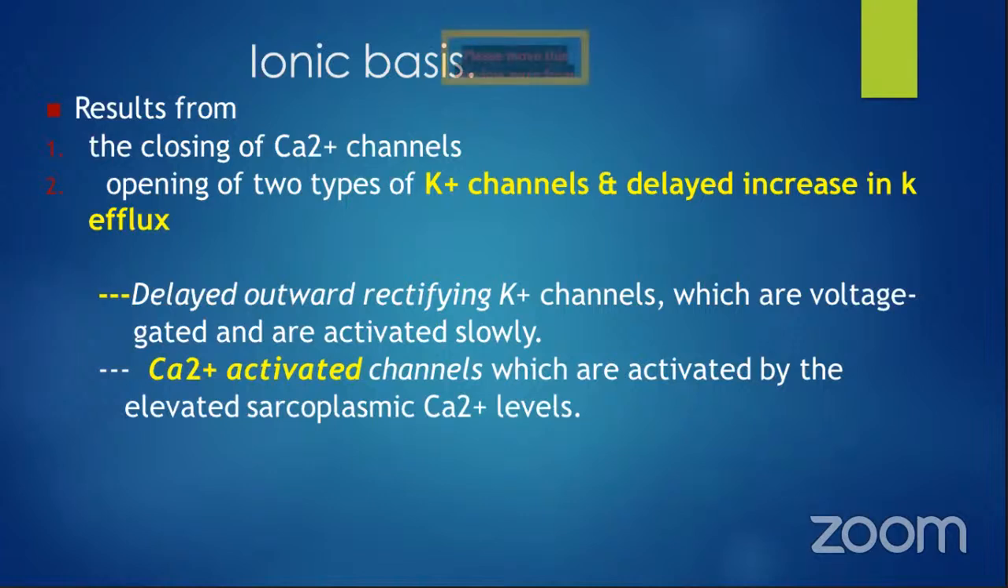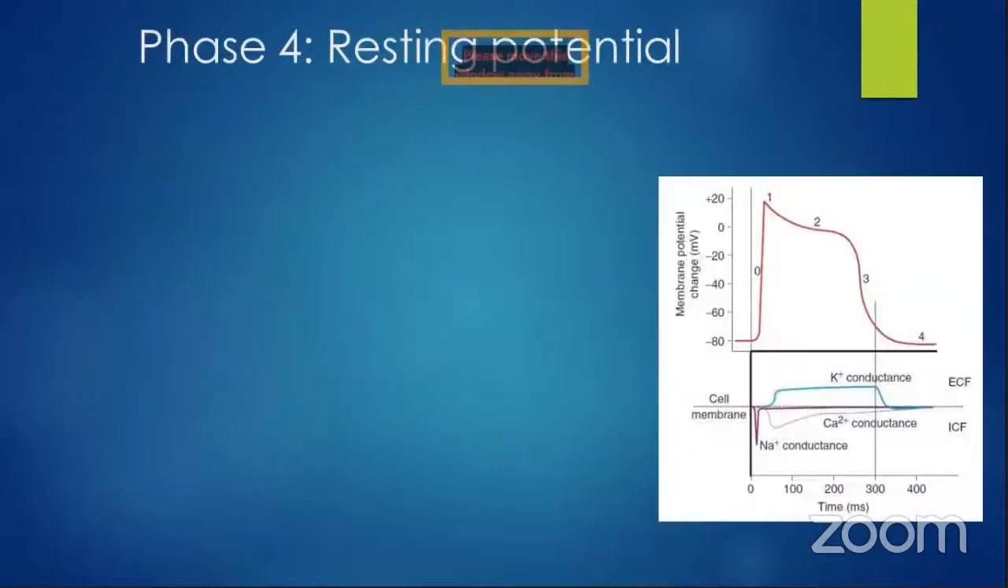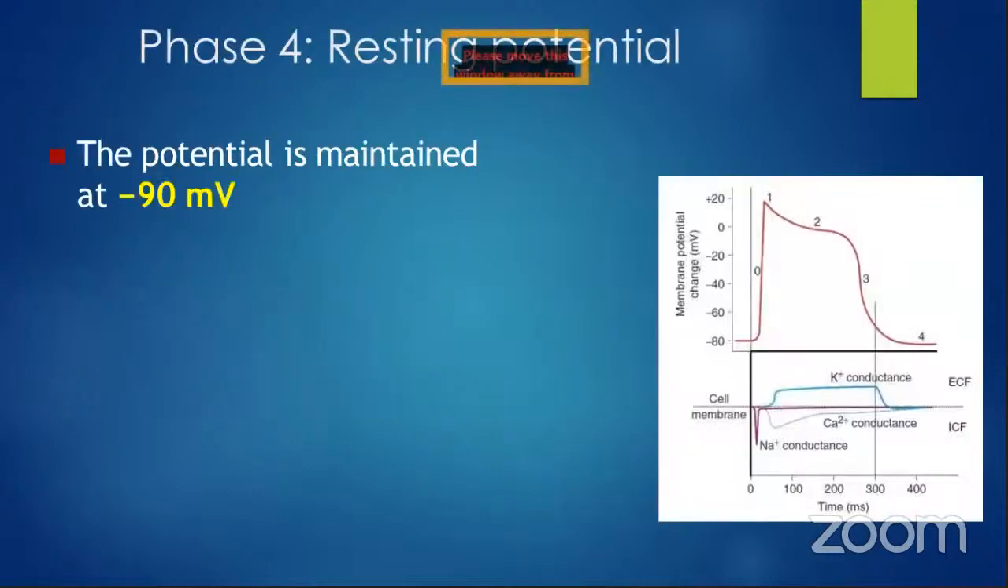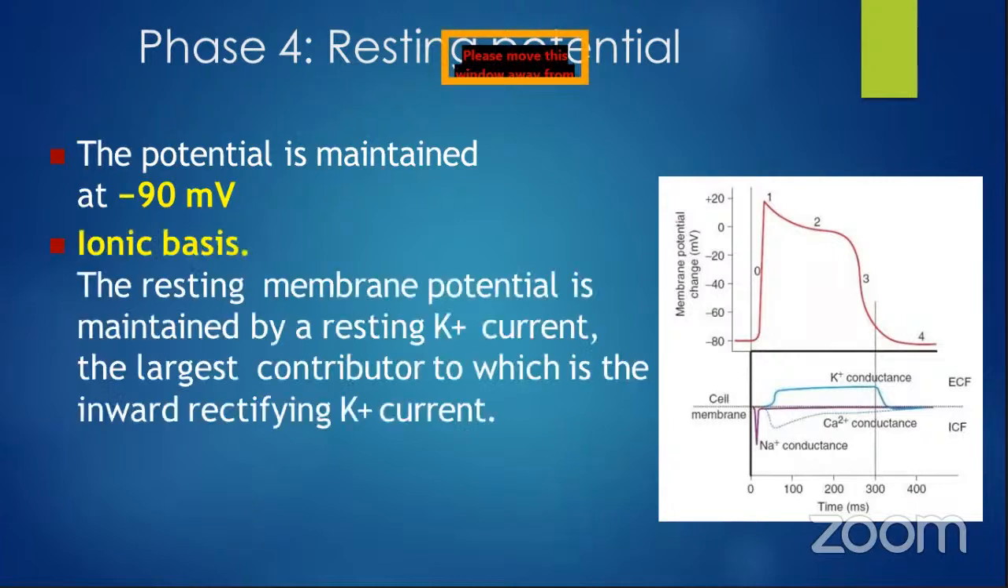And coming to the last phase, that is the resting potential. The resting potential is maintained at minus 90 millivolts. This is maintained by a resting potassium current.